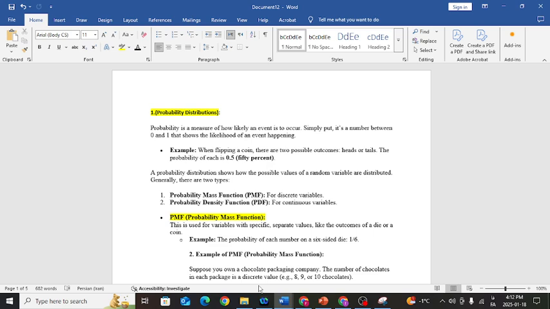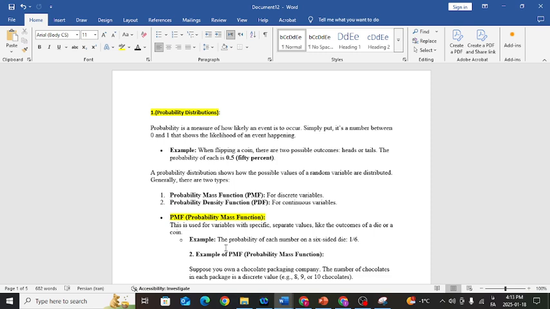So, the probability distributions. Probability is a measure of how likely an event is to occur. Simply put, it's a number between 0 and 1 that shows the likelihood of an event happening. For example, when flipping a coin, there are two possible outcomes, heads or tails. The probability of each is 50%. A probability distribution shows how the possible values of a random variable are distributed generally.